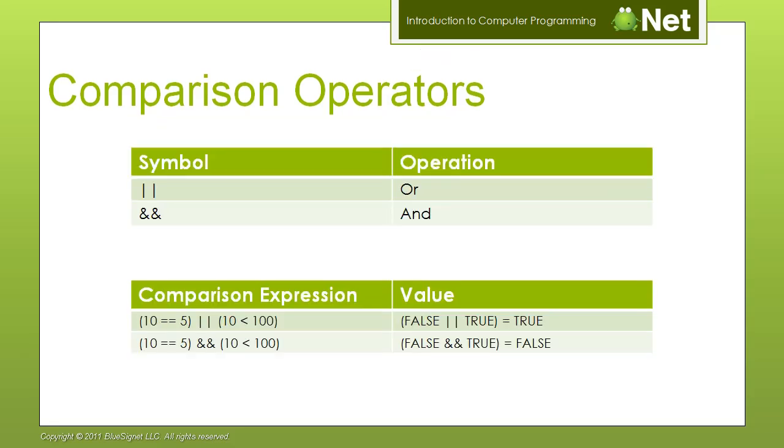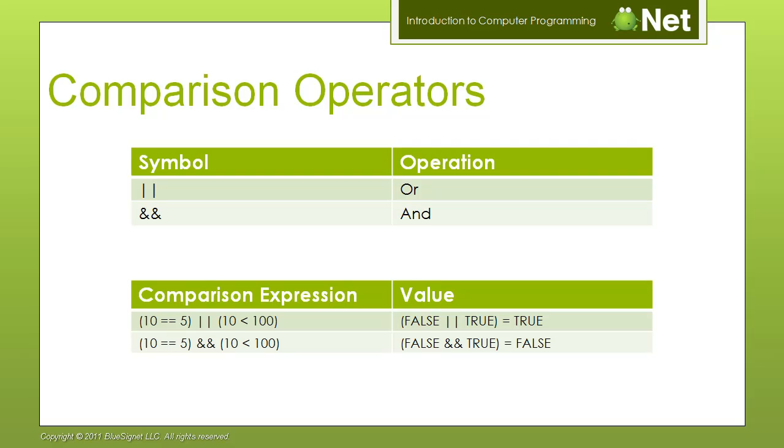Lastly, we have logical operators, the OR and the AND operation. The double bar symbol is the OR operation, and the double ampersand symbol is the AND. So in this case, we have if truth, or something and something. Let's look at some comparison expressions. Here we have 10 equivalent to 5, which is false, or 10 less than 100, which is true. So it's either false or true, and since it's an OR operator, only one of them must be true, so the final comparison result value is true. You can see that on the right: false or true results in true.